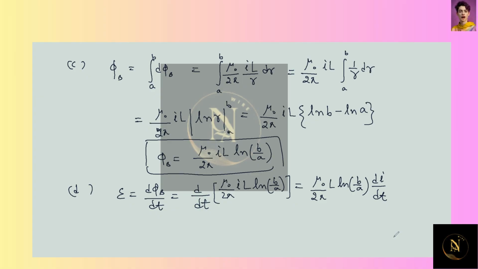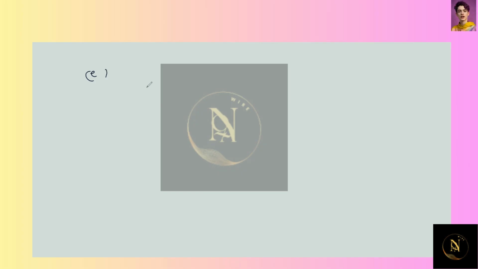Now, in the next part of the problem, we have to find the numerical value of this induced EMF when the values of the given constants are: for a, this is 12.0 centimeter; for b, this is 36.0 centimeter; for L, this is 24.0 centimeter; and for di by dt, this is 9.60 ampere per second.